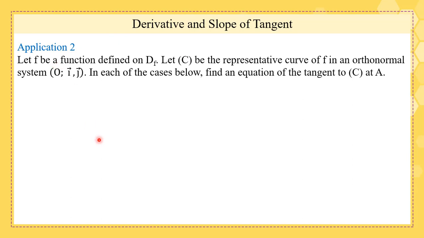Now this is an application about this point. We have a function f, we have c the representative curve of f, and we have a point a on c, and we need to find an equation of the tangent. Now this is f of x and this is x of a. Now pause the video, try to solve it and compare your answer.